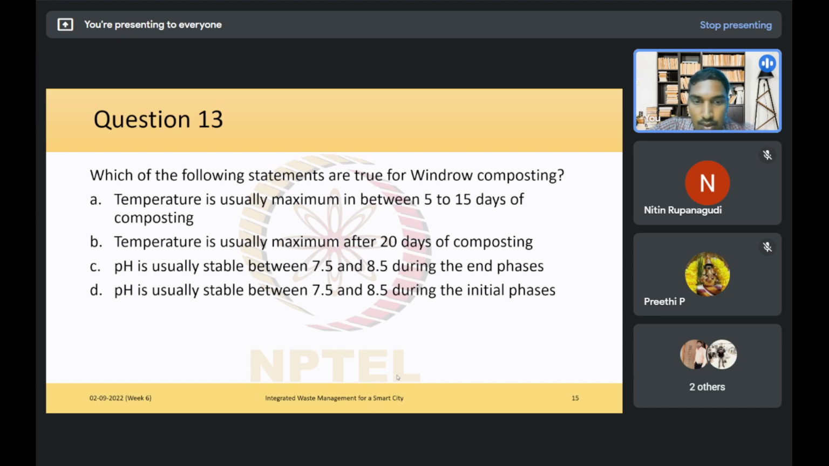Okay, so we look at the answer. Actually, it is A and C, right? The temperature is usually maximum in between 5 to 15 days. So temperature is higher in the starting period, and the pH is stable at the ending period, right? Initially, the pH will vary significantly, but it will stabilize between 7.5 and 8.5 in the end process.